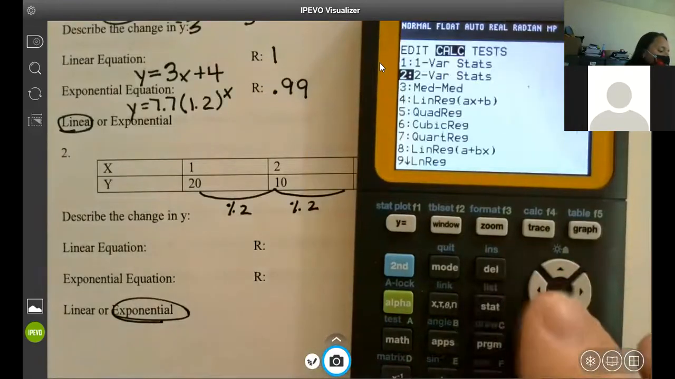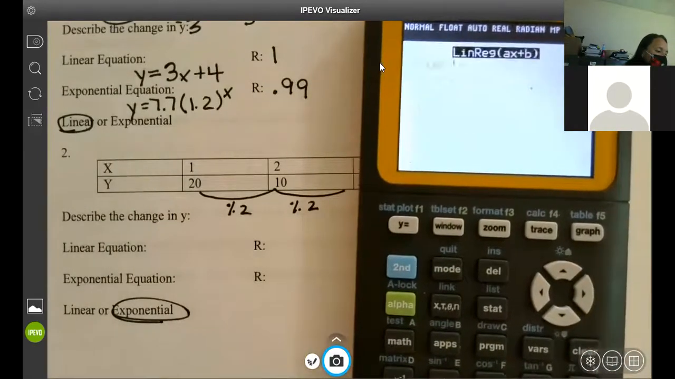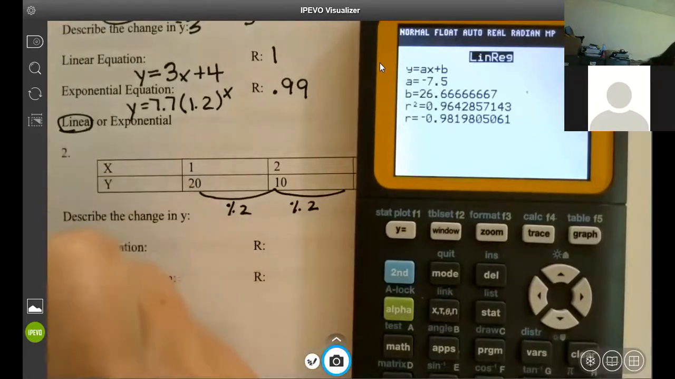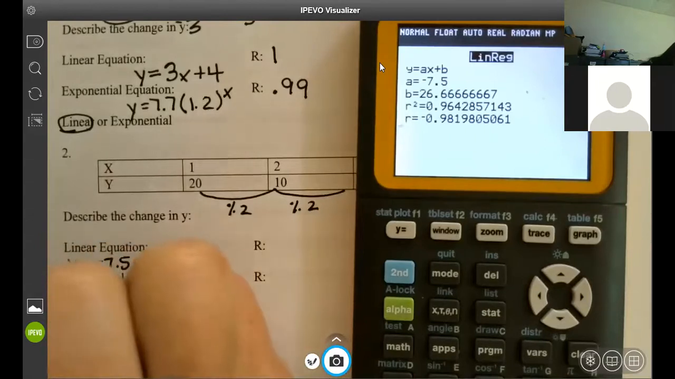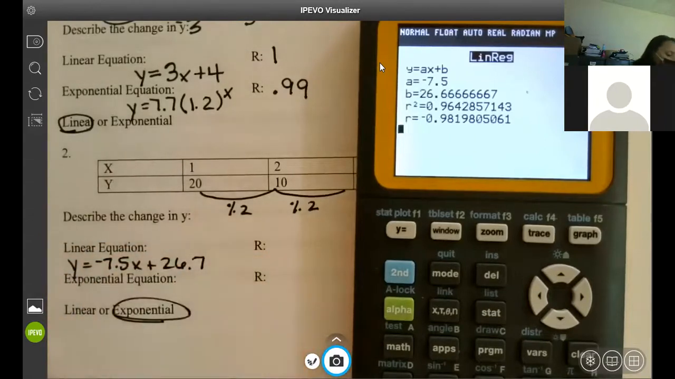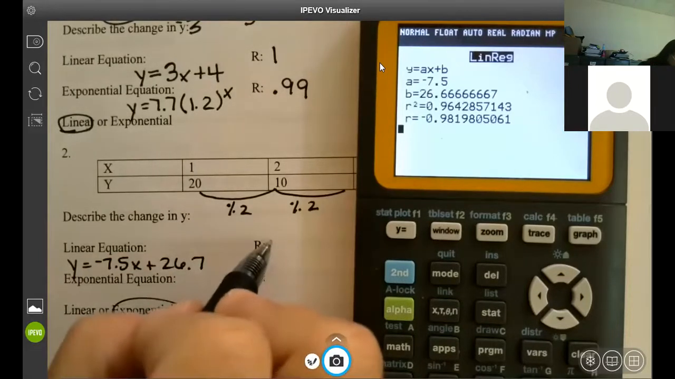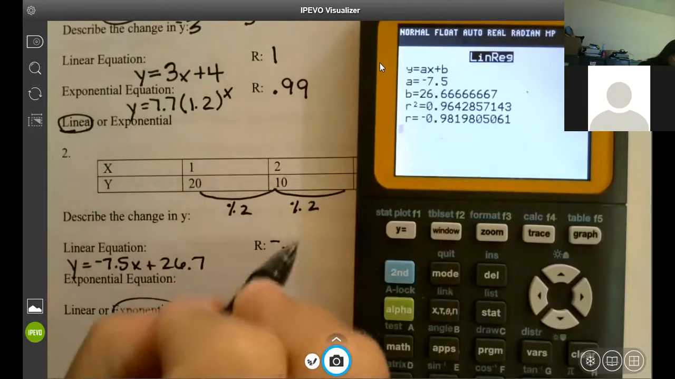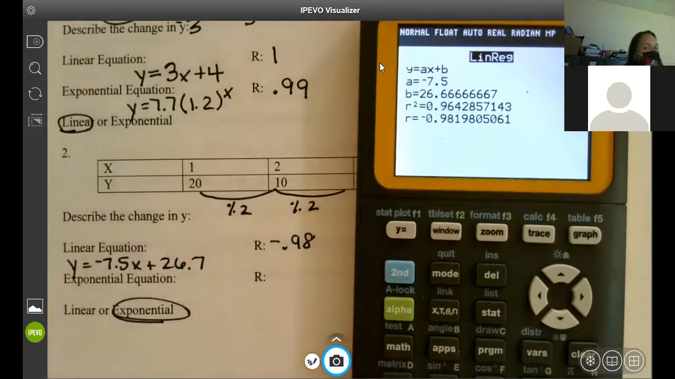I'm going to show you the linear one first. The equation is y equals negative 7.5x plus 26.7. What's our r though? Negative 0.98. Negative means it's decreasing.